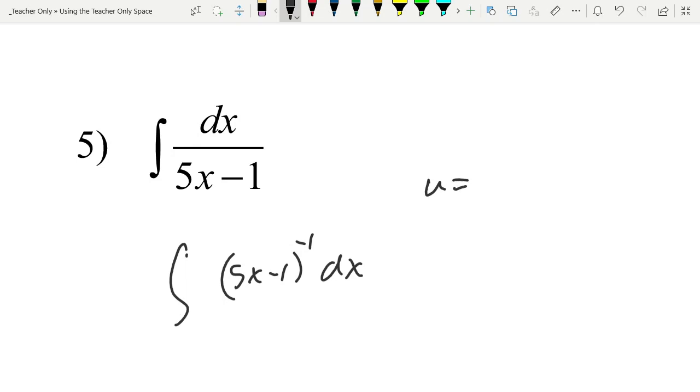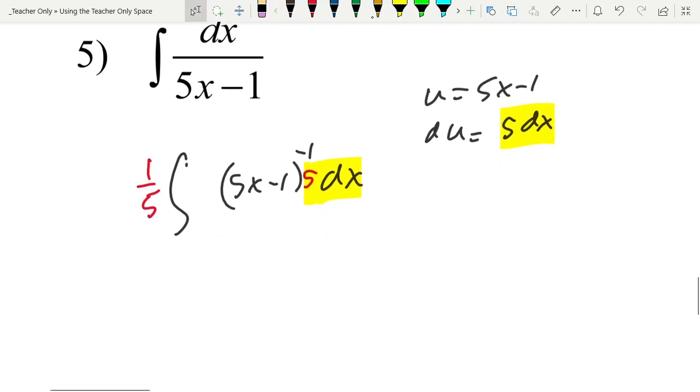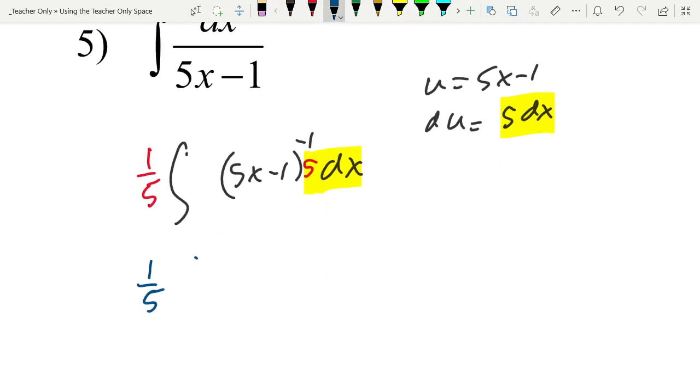I mean, my u would be 5x minus 1 maybe, right? So therefore du would be what, 5 dx? Okay. So therefore my substitution would be 5 dx. So I need to put a 5 in and a 1/5 out. All right. So what is that going to turn us into now? We're going to be left with 1/5 u to the negative 1 du.